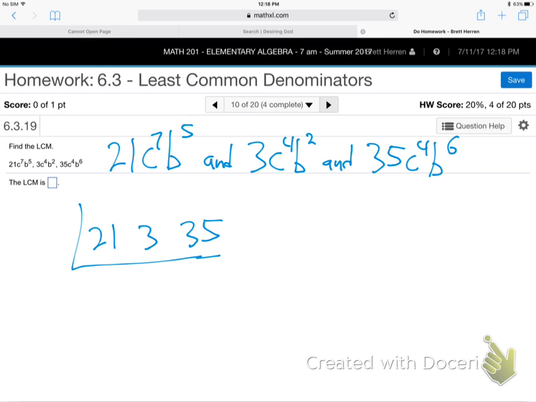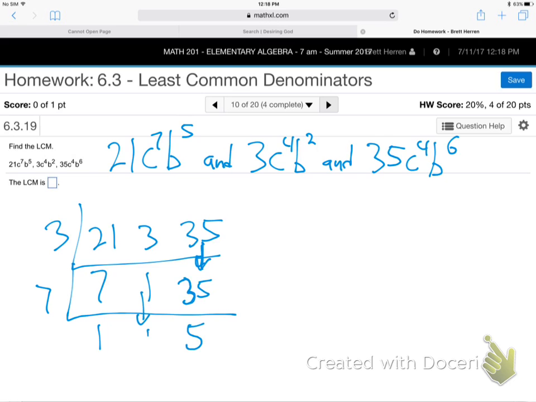So what goes into 2 of those? 3 does, huh? 3 goes into 21 7 times, 3 goes into 3 once. Is that good? But 3 doesn't go evenly into 35, so what do you do, bring it down? We good? We happy? Now, what goes into 2 of those numbers? 7 does, right? So do another layer. 7 goes into 7 once. 7 goes into 35 5 times. Bring down the 1.